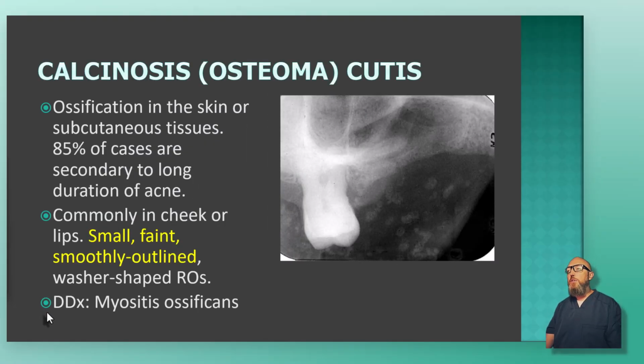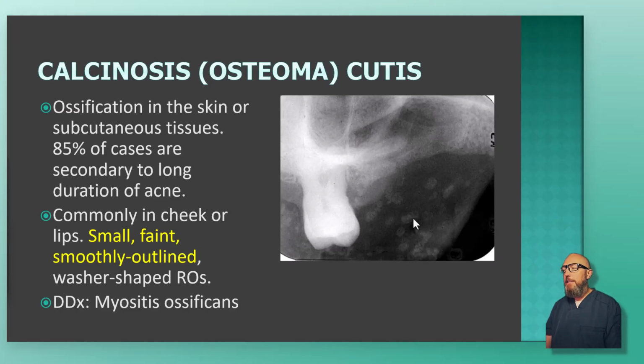All right, Calcinosis cutis, also called osteoma cutis. This is just ossification inside the skin or the subcutaneous tissues. About 85% of the cases are secondary to a long duration of acne, and some texts reserve the term osteoma cutis for those specific cases. But this is commonly going to occur in the cheek or the lips. Just think of small, faint, smoothly outlined radiopacities.